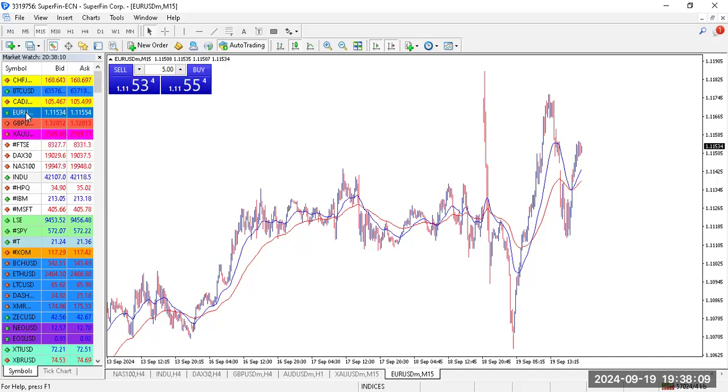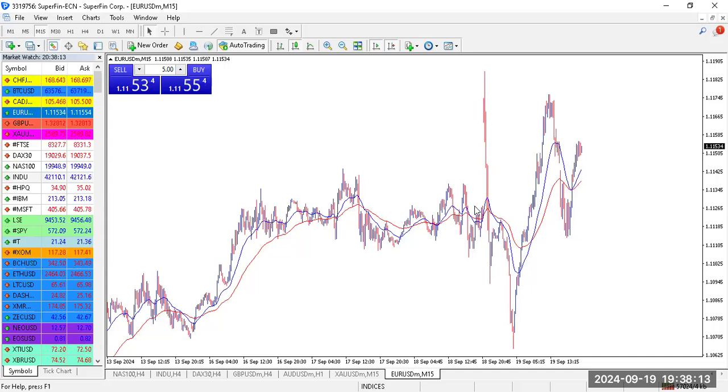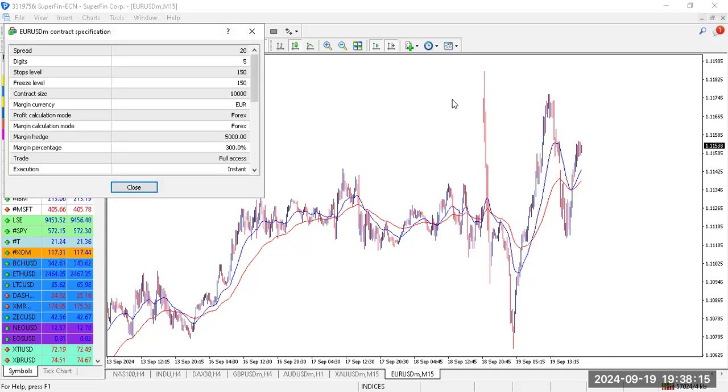Yep, thank you. So we right click, we go to specifications. Most normal brokers will probably offer you a very similar thing in terms of contract size. This is 10,000. That's the contract size, right? Some might be maybe less, right? So you need to understand how to measure that.